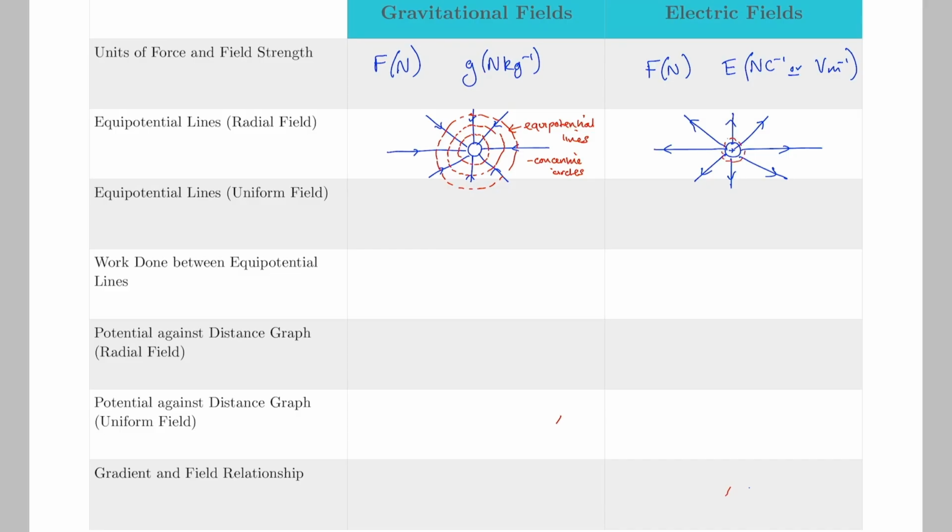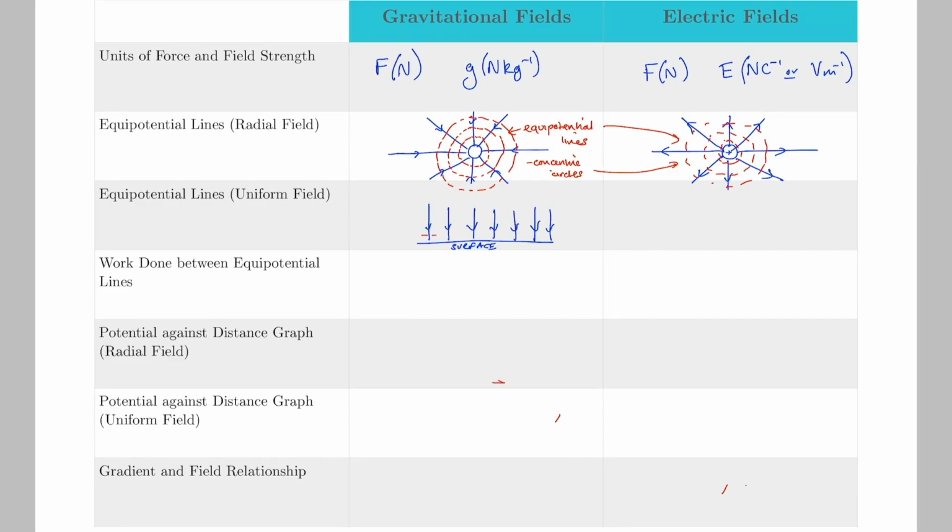Equipotential lines are going to look very similar. And again, these are equipotential lines and they are concentric circles. Moving on to equipotential lines in a uniform field, we draw our uniform field as we did before. That's the Earth's surface. The field lines are equally spaced and parallel. So if we then want to draw the equipotential lines, these equipotential lines are also equally spaced and parallel.